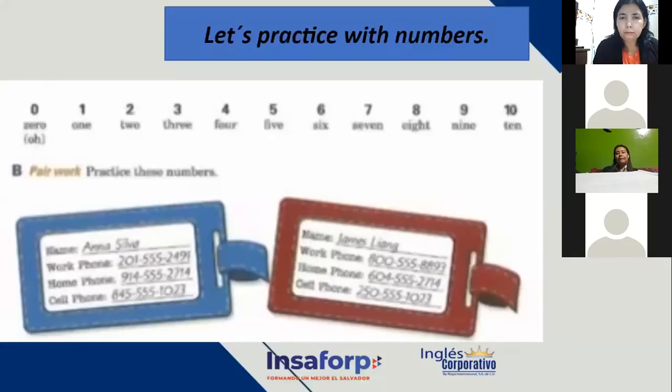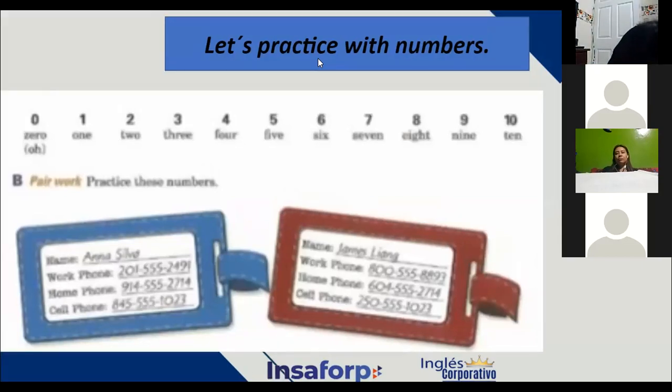Luego, we're going to check the numbers. Who wants to read from the first line? Vamos a ver pronunciación. Vamos a chequear pronunciación. From 0 to 10, who wants to read? Veamos. Let's see. Fátima Martínez. Let's read from 0 to 10, please.